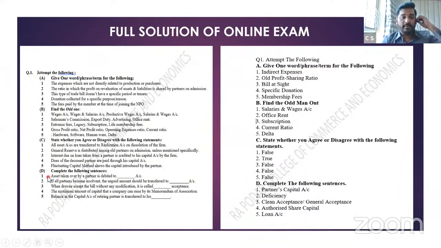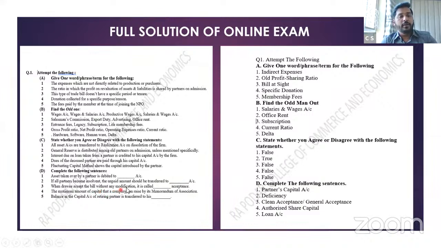Complete the following statements. Assets taken over by partner is debited to dash account. Any asset taken over by a partner is always debited to the partner's capital account. If all partners become insolvent, the unpaid amount shall be transferred to dash account. Definitely, it is transferred to deficiency account.